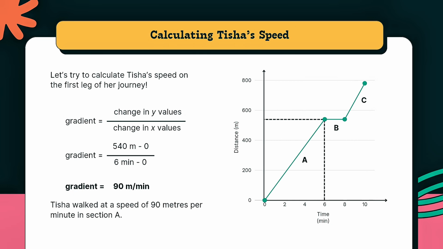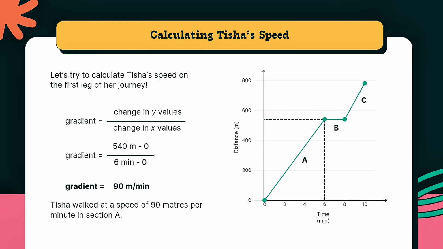Now let us calculate her speed in the last section. She covered 240 meters in 2 minutes. So speed equals 240 divided by 2. That gives us 120 meters per minute. Wow, that means Tisha walked much faster in the last section compared to the first section. And we can clearly see this on the graph because the last line is steeper.